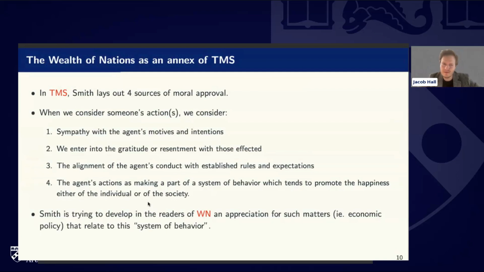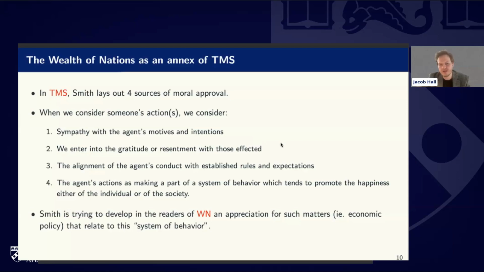More abstractly, The Wealth of Nations nicely links to TMS. In TMS, Smith lays out four sources of moral approval. When we consider someone's actions, right? If I consider my friend Marcus's actions, I consider, one, sympathy with the agent's motives and intentions. Like, what was Marcus thinking when he did that thing? Two, I enter into the gratitude or resentment of those affected, right? The person that maybe Marcus was a little short with at the grocery store or something. I enter into how they might feel about it.